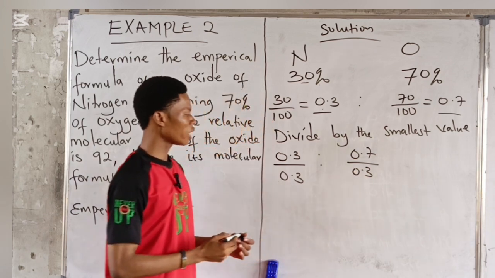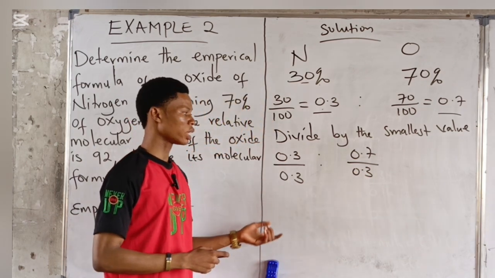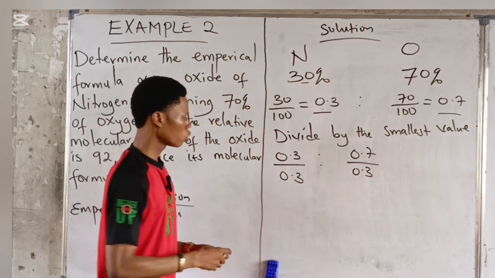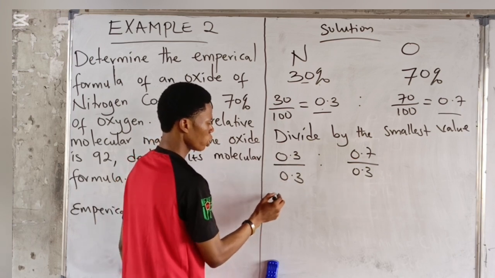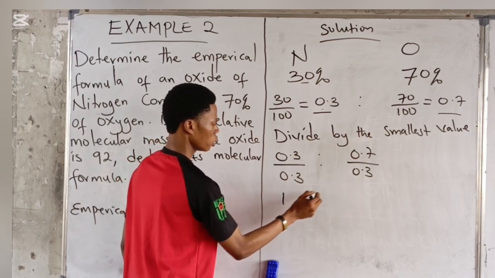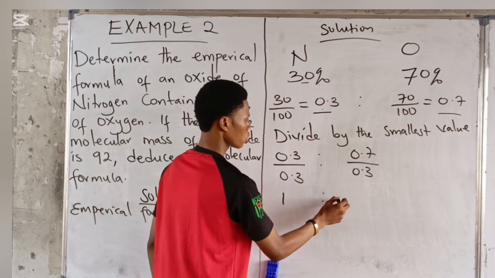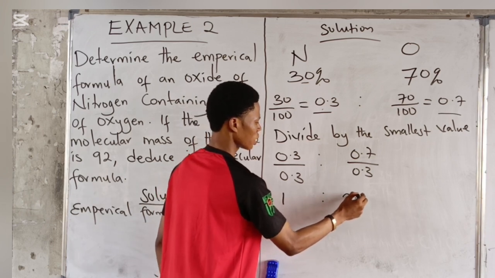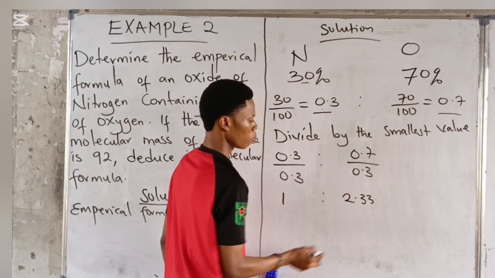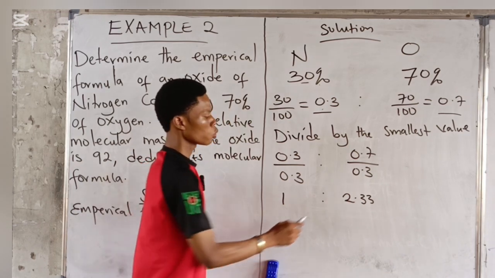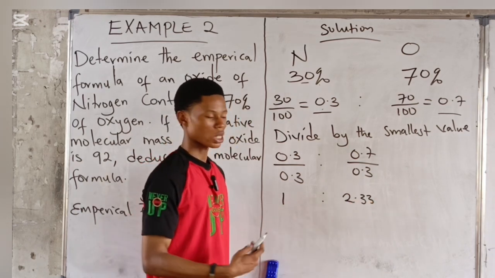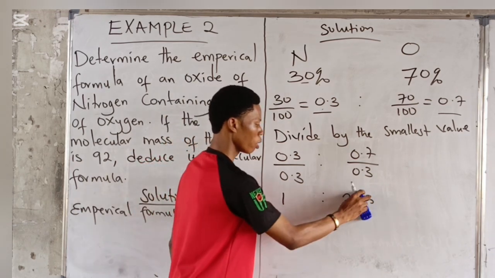Now, why are we dividing by 0.3? Because 0.3 is the smallest value, right? Good. So 0.3 divided by 0.3 will give us what? 1 is to 0.7 divided by 0.3 will give us what? Will give us 2.33 something like that. But we are looking at the whole number. So 2.33, you can approximate it to the nearest whole number, which is 2.